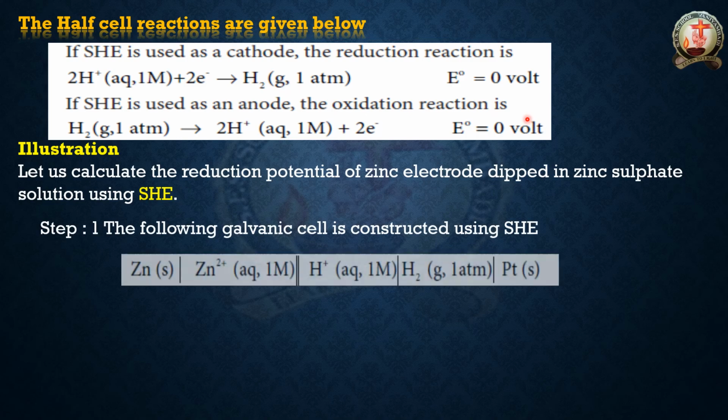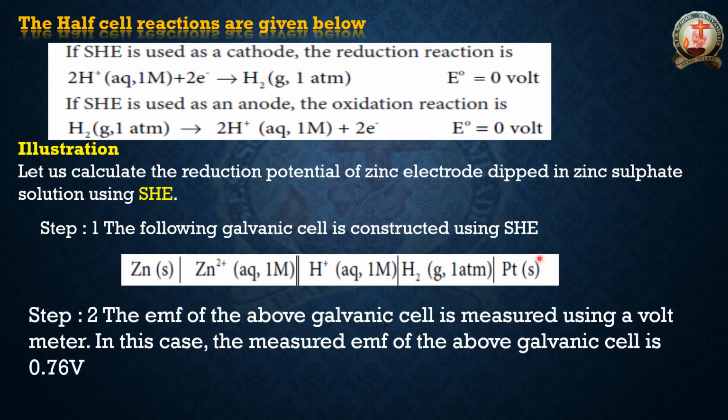See the following steps. It is the cell representation of the standard hydrogen potential. Step 2: the EMF of the above galvanic cell is measured using a voltmeter. In this case, the measured EMF of the galvanic cell is 0.76 volt. How are we going to identify this? Because this medium is an inert medium, the transfer happens only here. So we can easily calculate this value.